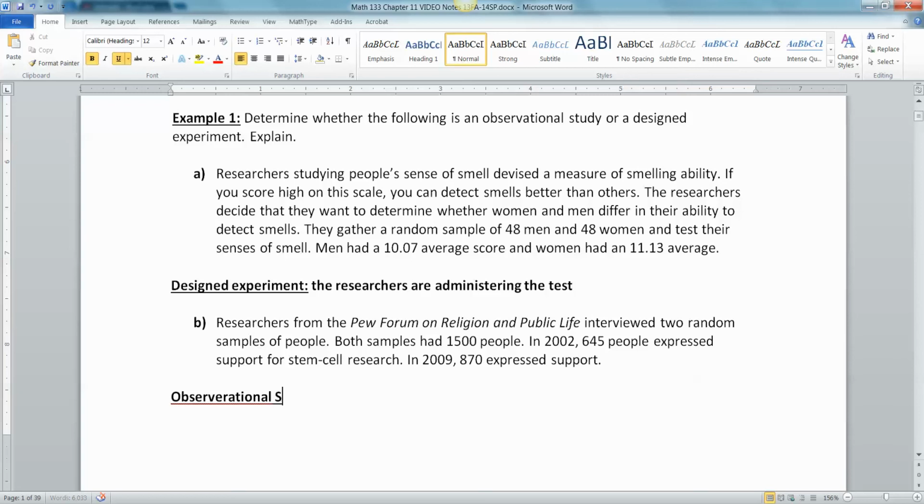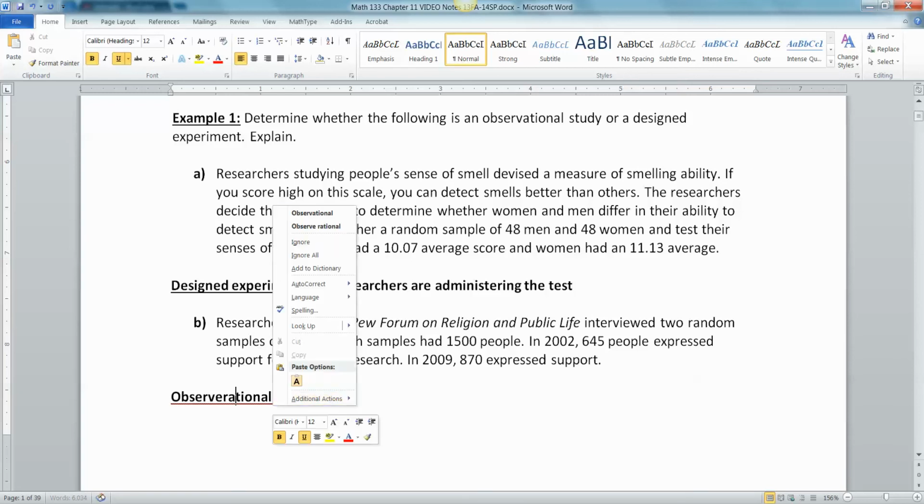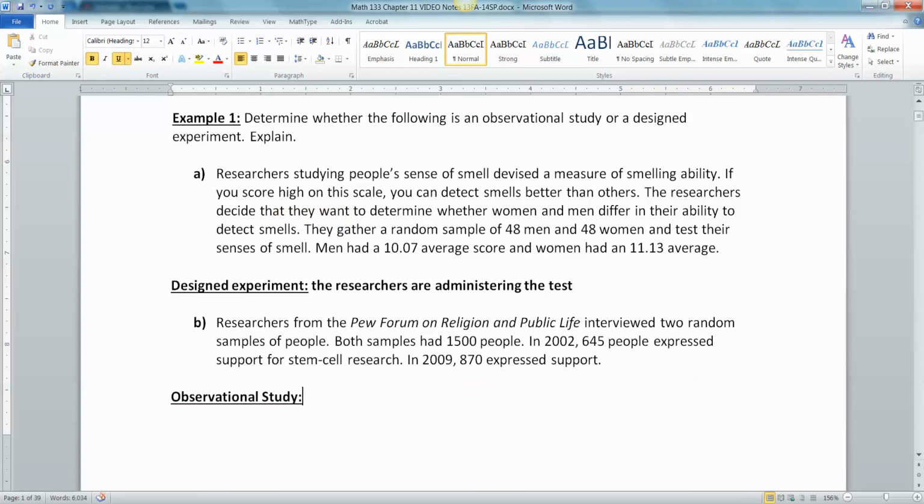And in 2009, 870 expressed support. Okay, sorry, I spelled that wrong. All right, so that is obviously an observational study. All they're doing is asking them questions. That's it. That's not a test. That's not administering anything, right?